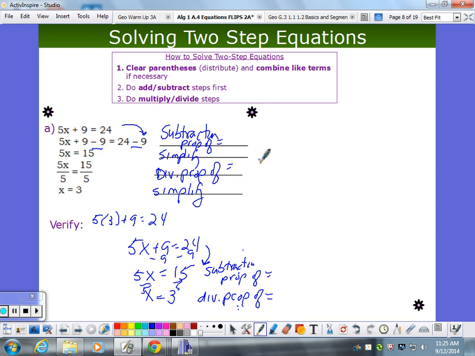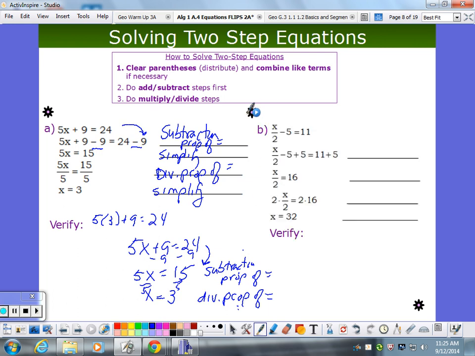All right, let's try the other example here. I'm getting x over 2 minus 5 equals 11. Added 5 to both sides. Who says? Addition property of equality. And then this one still has the simplify step in there.